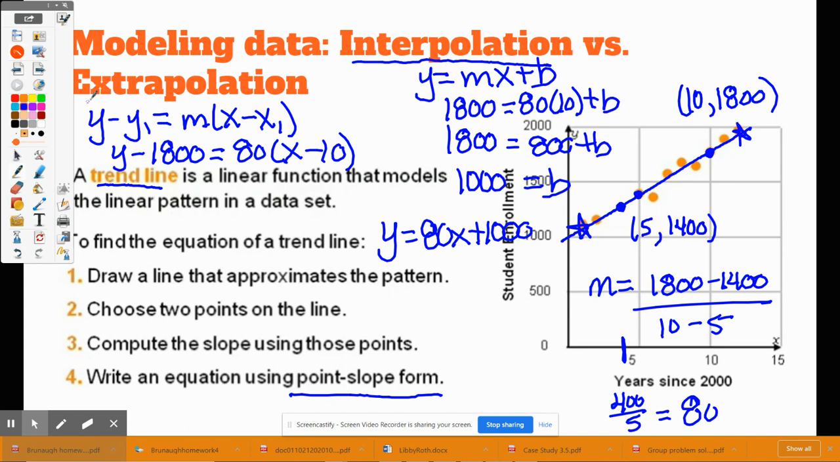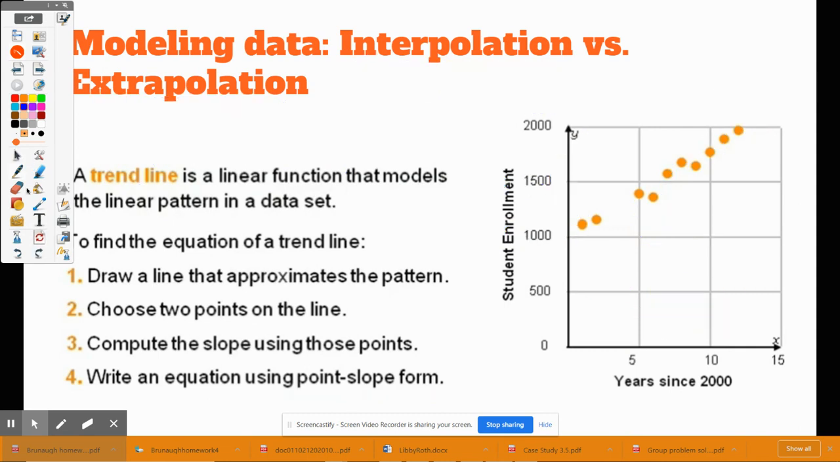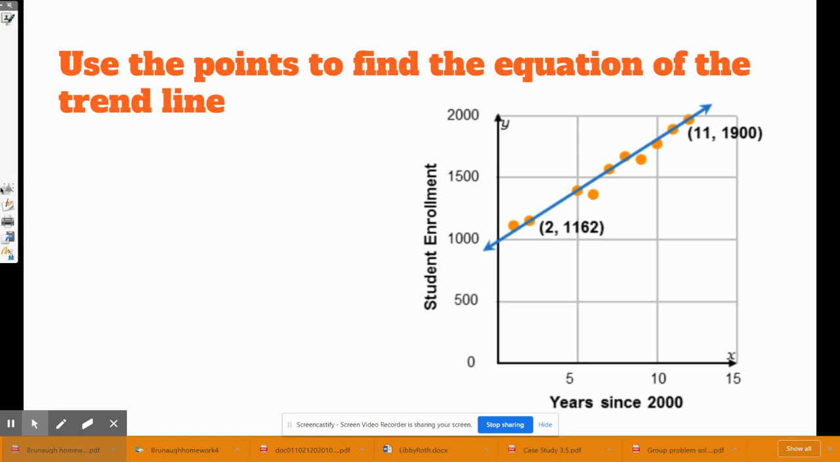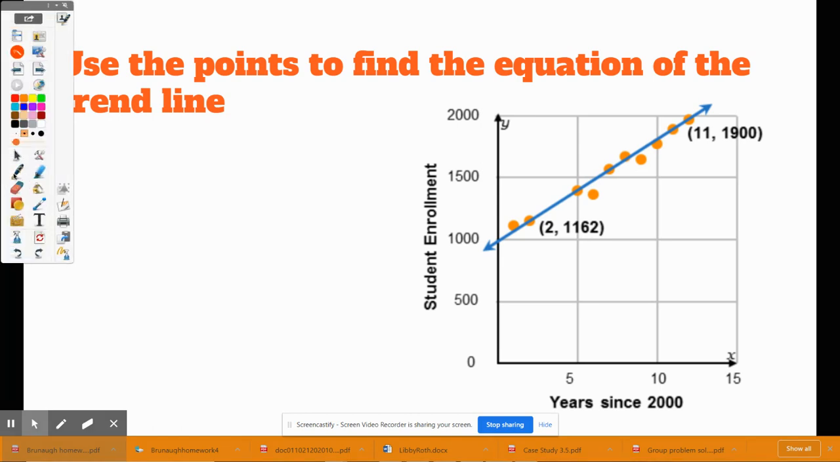Now, this word extrapolation would be if I asked you what happened up here. What happened in 2020? That's not within my data set, but I could imagine that this line would continue on, and then I could come up with an estimate that way, and that is called extrapolation if it's outside the given points. So let's use the points here to find a trend line.